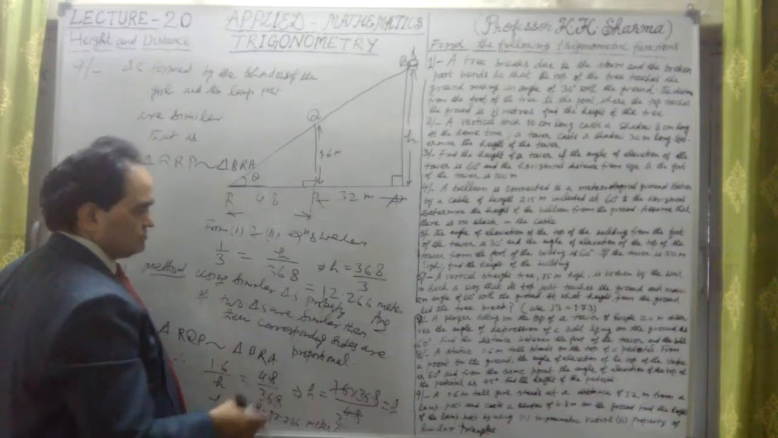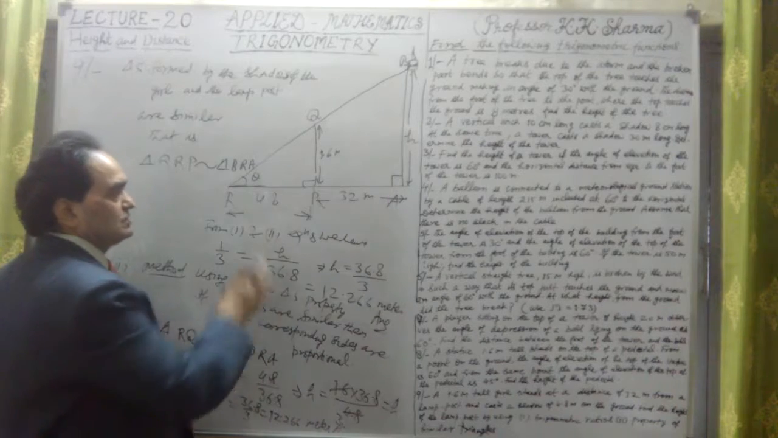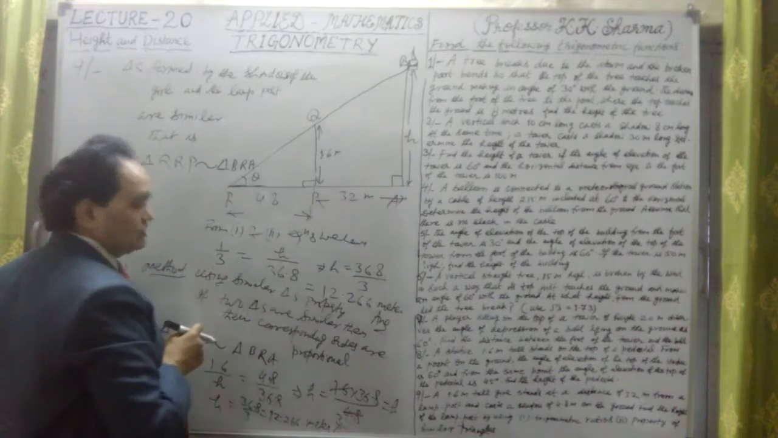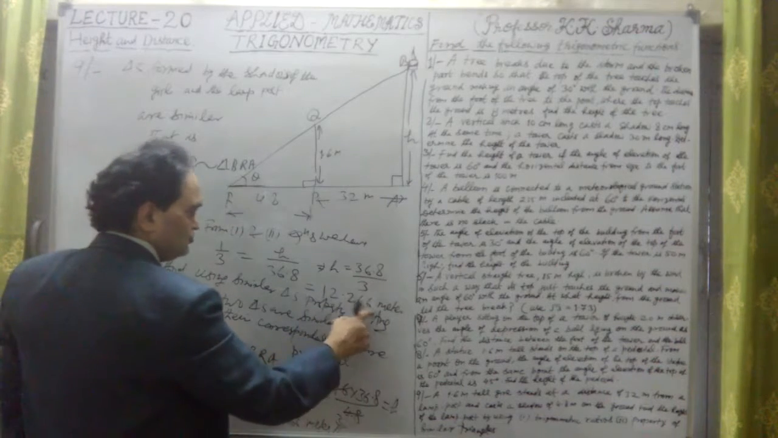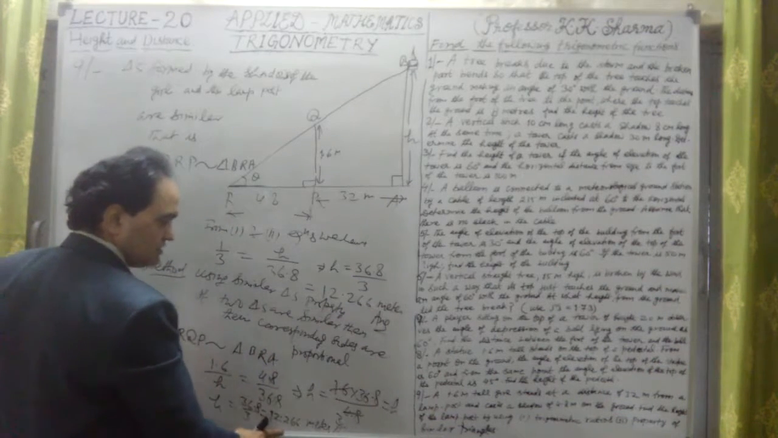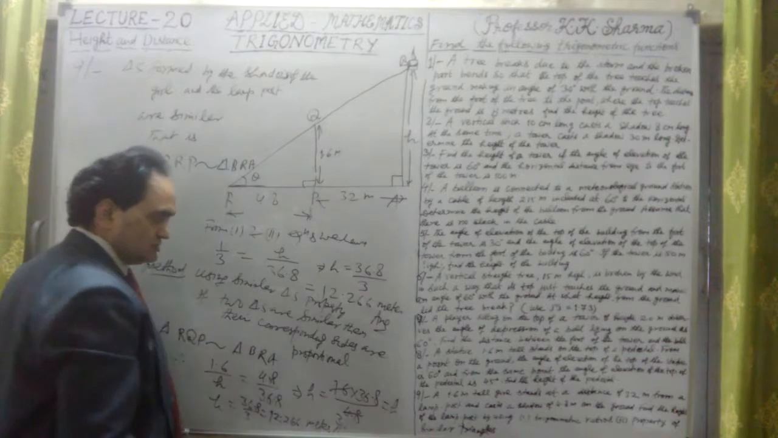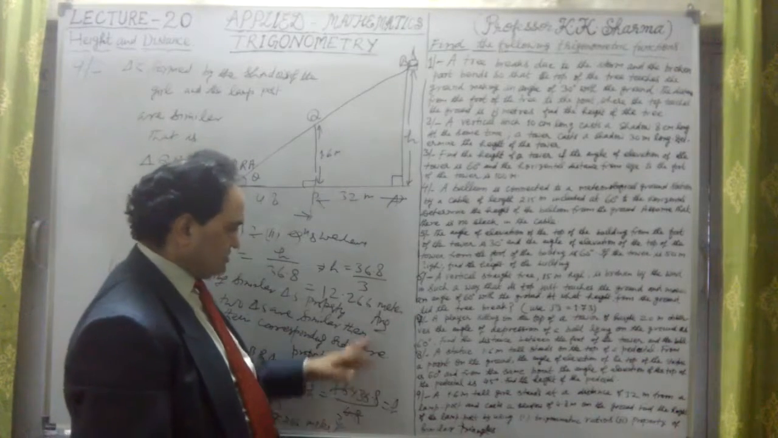So we have taken this, so that is also giving the same. The height of the tower, sorry, the lamp post height is 12.266. From here also we are getting the same 12.266 meter. This is the answer here.